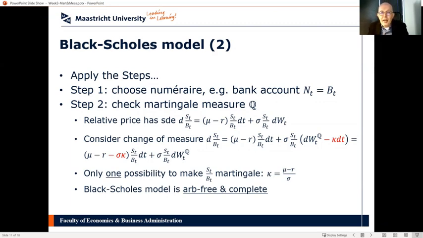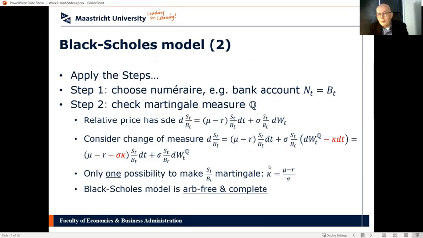What makes the relative price process a martingale? Well, then this drift term should be equal to 0, because mu and R are constants and sigma is a constant. There's only one possibility to make this thing a martingale, which is to choose kappa equal to (mu minus R) over sigma. And this is a quantity that is known to economists.